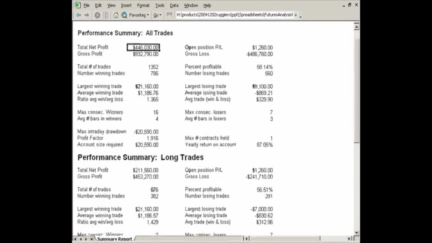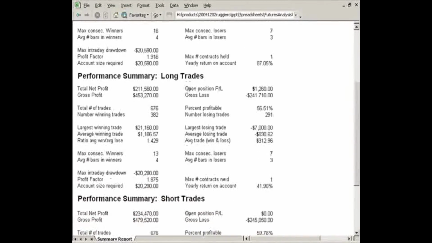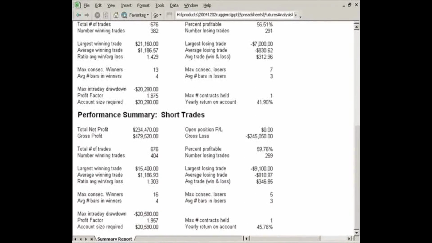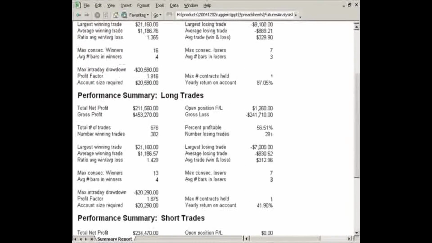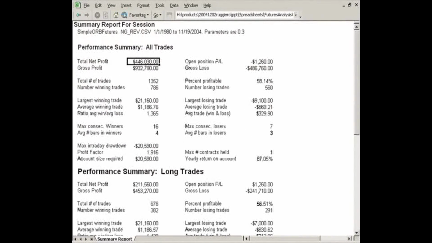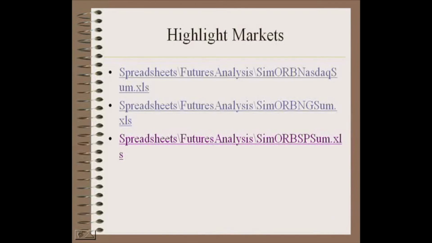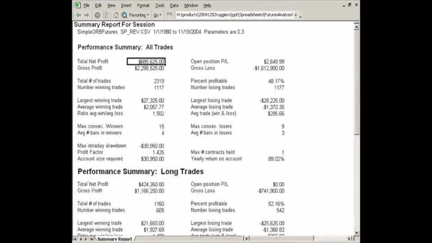Oh, let's look at natural gas. $329 a trade, but big number. Remember, this has only been trading since 1991. So you're basically making about $38,000 a year on natural gas with a 20K drawdown.